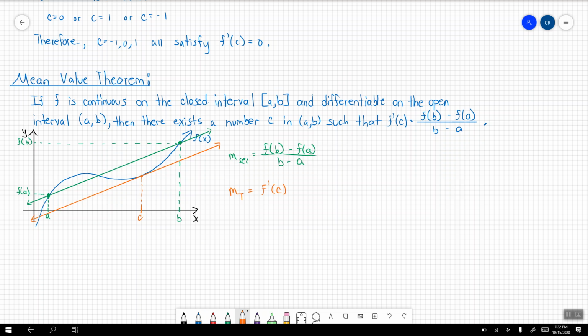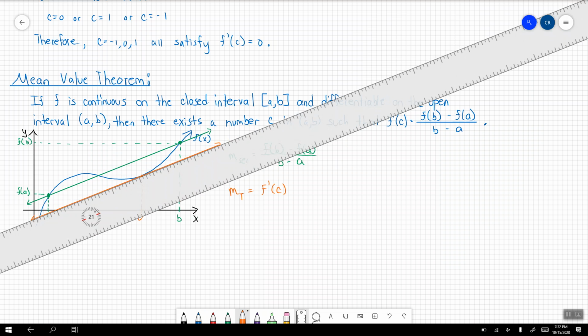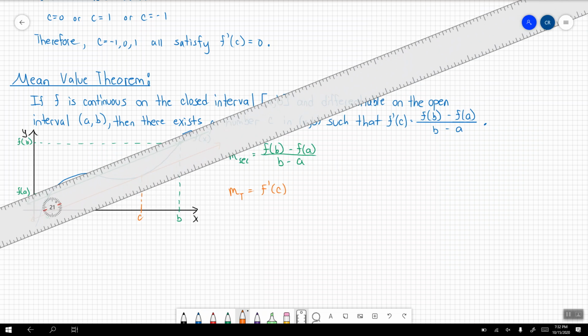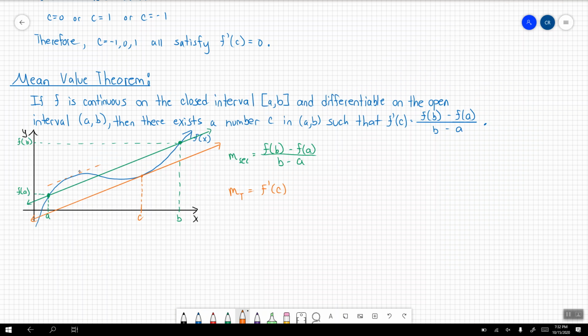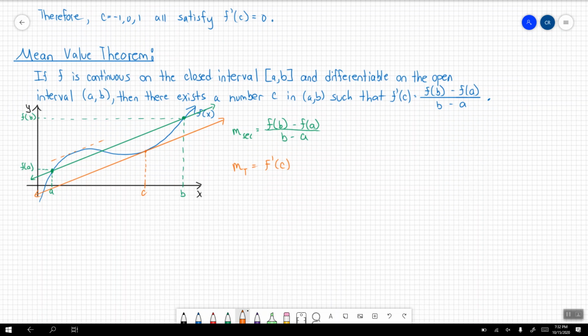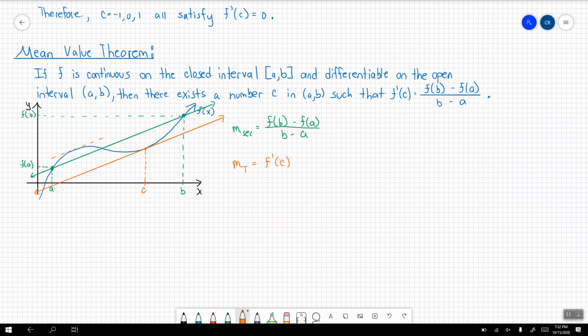Could there be more numbers? Yes, there can be. There is another value, in this case, right over here. And in this case, we can produce two different c values for this theorem. It's not always going to be the case that you're going to find two of those values. However, it is the case in this particular picture. So this is the mean value theorem, and this is how we want to work with the process of identifying whether a function is going to satisfy the mean value theorem, and when it does, we want to find those values.